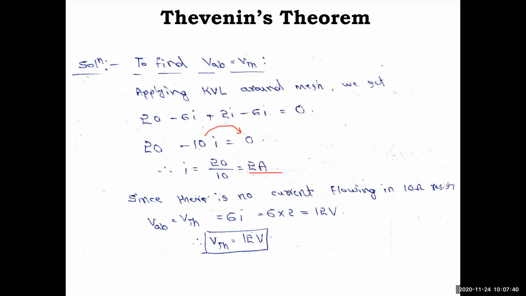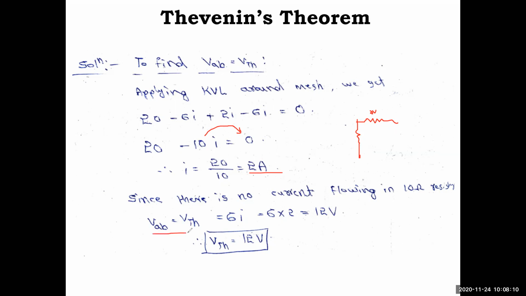Clear? There is no current flowing in the 10 ohm resistor, which was there along with the 6 ohm, because it is not connected to any branch upper or right. Whereas in the previous problem we had a current I2 or something, I1, which we considered, but in this case it is not there, so the current is 0. Current is 0 means voltage is 0 across it. So it only depends on the current and the 6 ohm resistor.